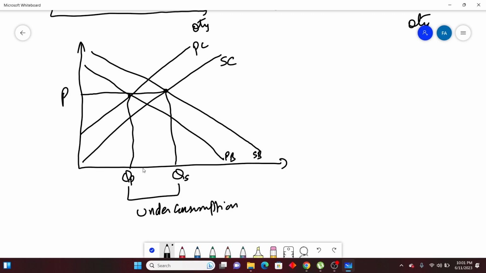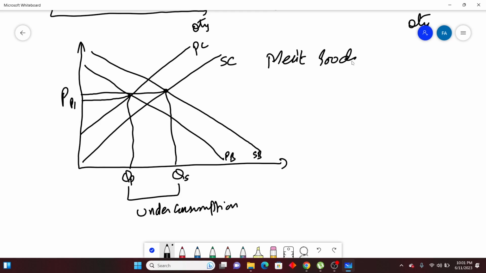There are MCQs in the examination where the examiner will always ask you about this thing. So this is your price where you are producing. There's always under consumption. Okay, and under consumption, the difference is that QS and QP. So this happens with the merit goods.